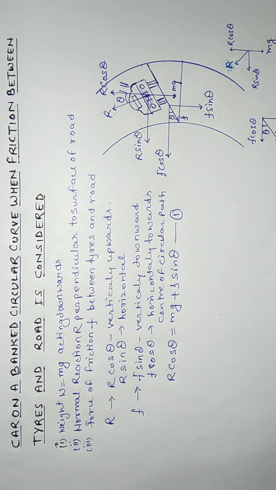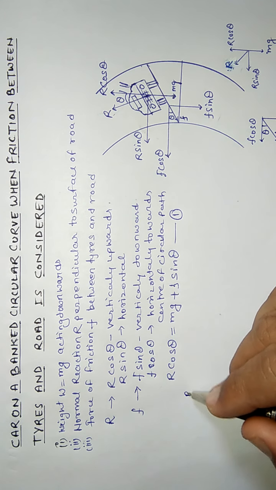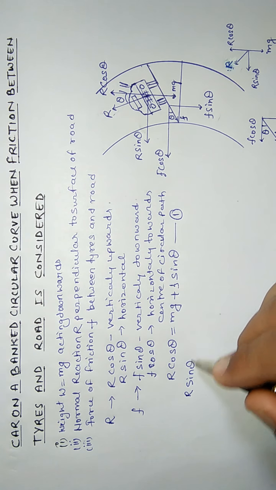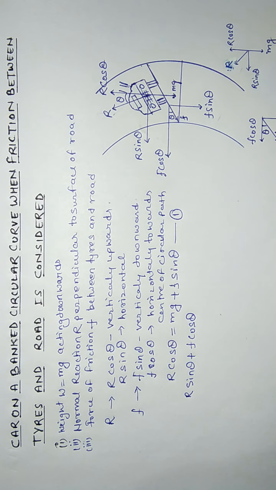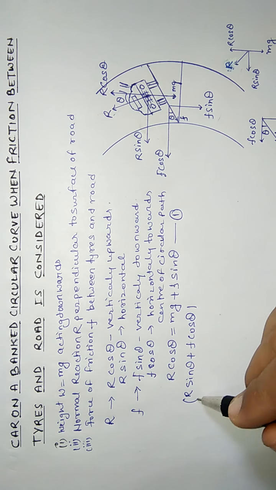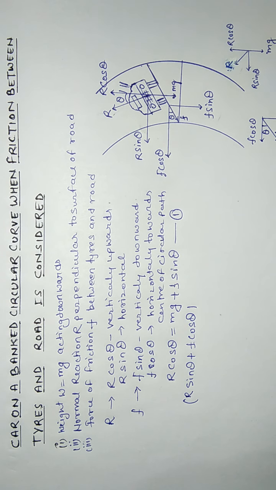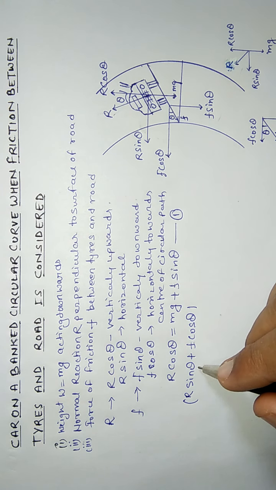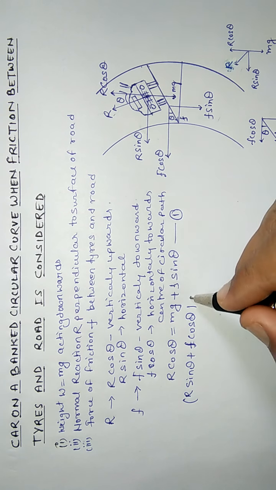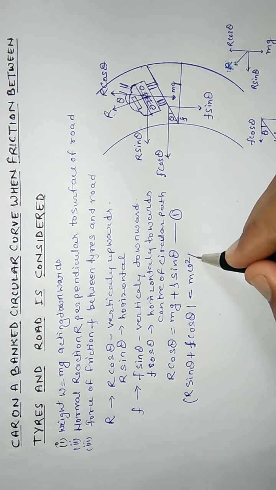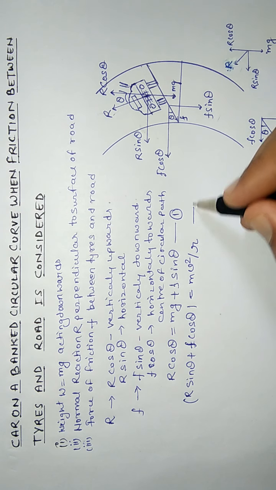And the next component, R sin theta plus F cos theta, is the component which is acting towards the center of the circle. So this component is responsible for providing the necessary centripetal force for movement of this car. So we can write R sin theta plus F cos theta is equal to mv square upon r. This can be written as equation number 2.